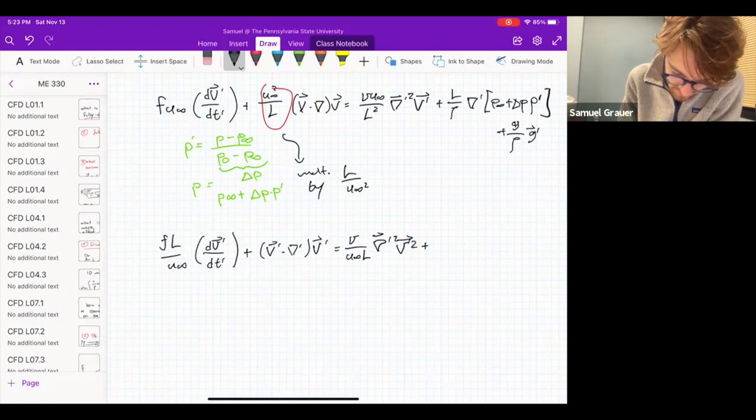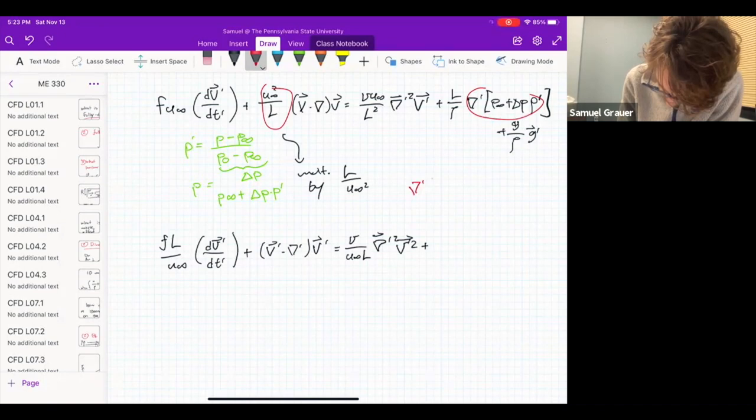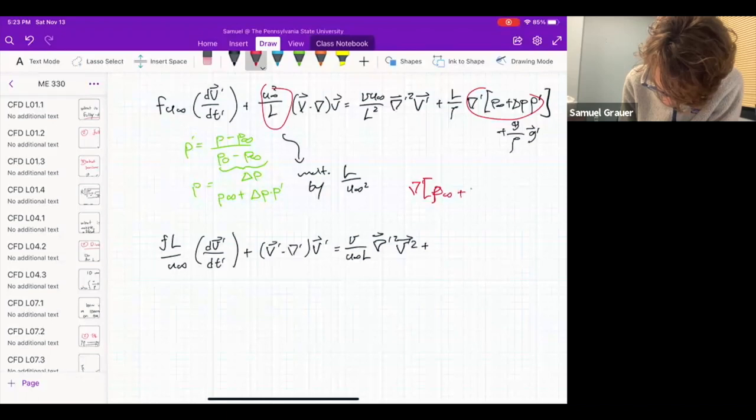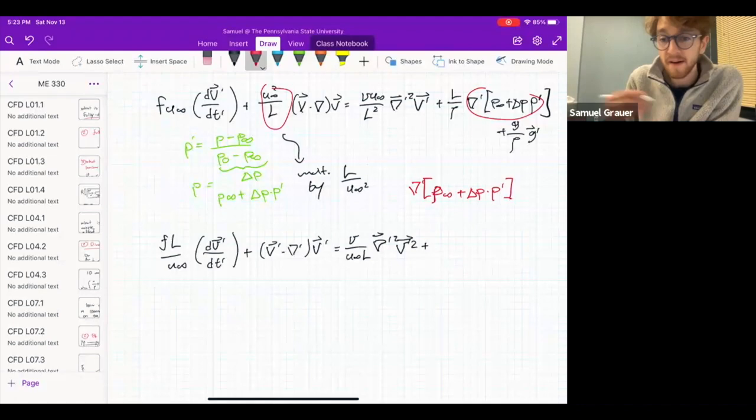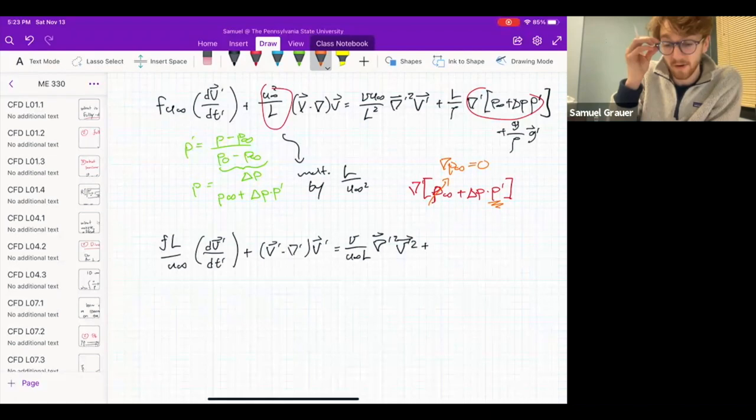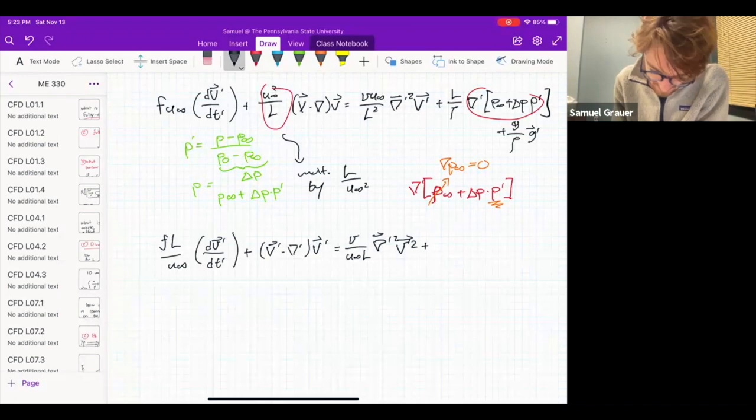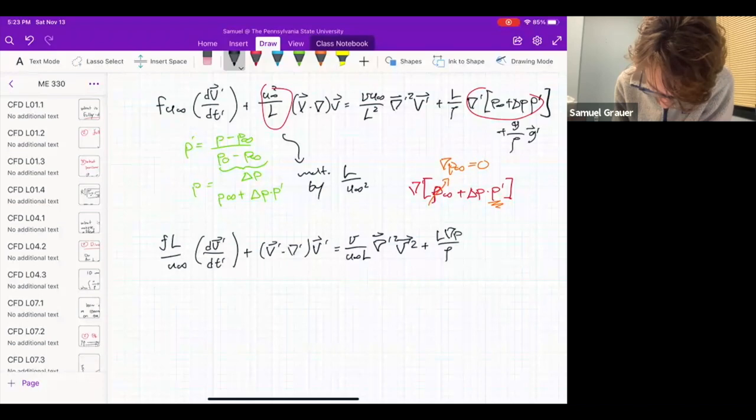If we have ∂p'/∂t' times p∞ plus Δp times p', the only one of these that will be varying potentially in space is p'. So ∇p∞ is a constant, so that's equal to zero. So what we can do is collect all of the terms here. We have L over ρ, and we're going to have a Δp. So we're going to have LΔp over ρ, and that will be multiplied by L, so it's going to be L squared divided by U∞ squared, and that is going to be times ∇'p'.